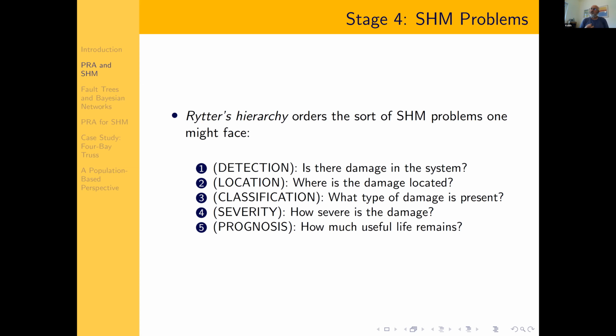And it's useful to actually organize the types of SHM problems that we might get in order of severity. So Rytter's hierarchy is an old way of looking at this now, but it's still a useful one. And it ranges from questions about simply having damage in the system or not, through where is the damage, what type of damage have we got, through to prognosis. How much useful life have we got? Actually, prognosis is a much more general question than that. And roughly speaking, this is in order of difficulty.